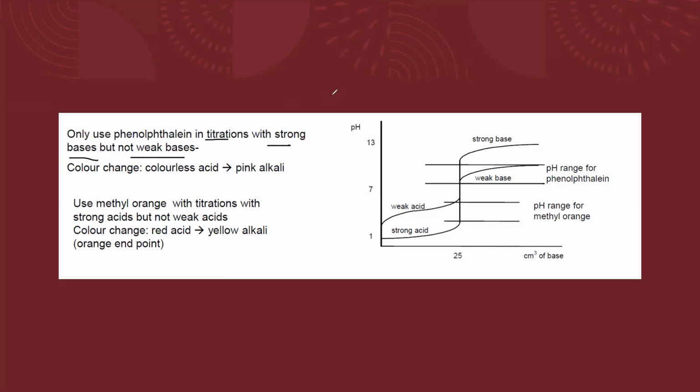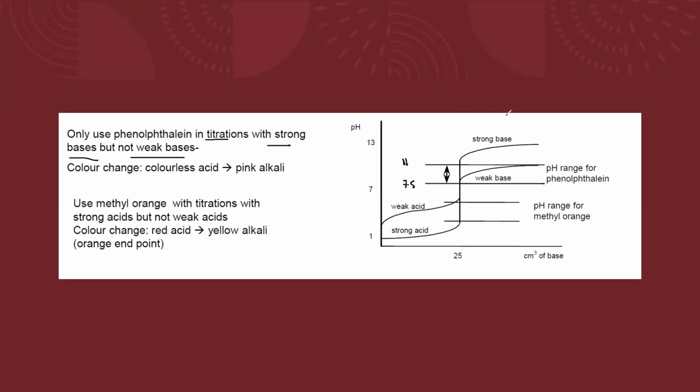What is the reason why we cannot use phenolphthalein? This is the pH range for phenolphthalein. Using a data booklet, you don't have to learn or memorize the pH range for the indicators. The data booklet will be there, so you can use it to identify the pH range for the indicators. For example, phenolphthalein has a pH range from 7.5 to about 10 or 11.